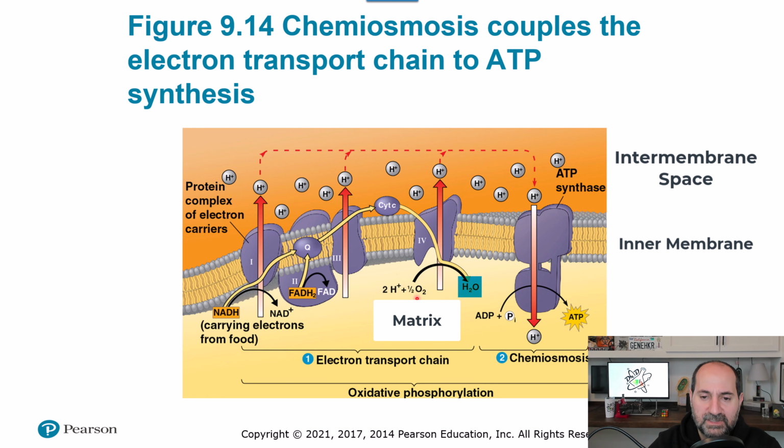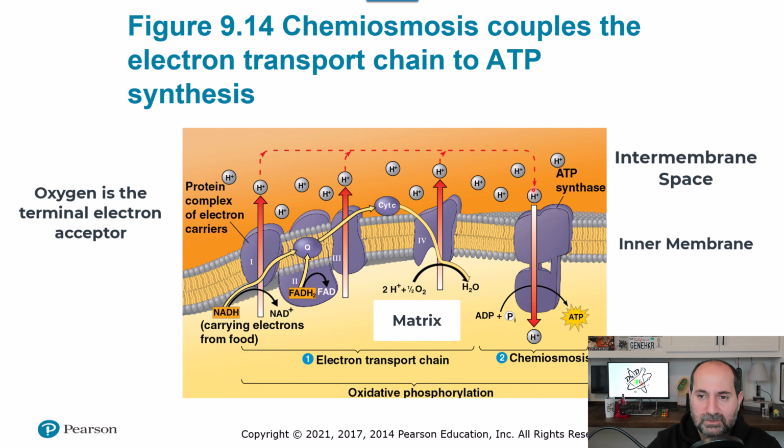And you should know that oxygen is serving as the terminal electron acceptor. You should know that oxygen is being reduced to water. You should know that NADH visits complex 1. You should know that FADH2 visits complex 2. You should know that electron flow is what powers the pumps 1, 3, and 4 to pump the protons. You should know that the proton concentration is high in the intermembrane space.